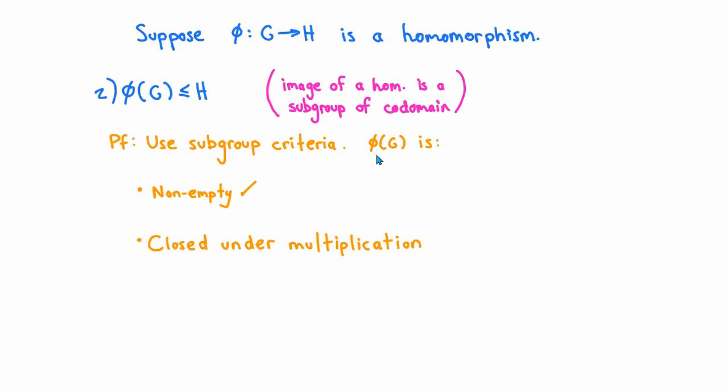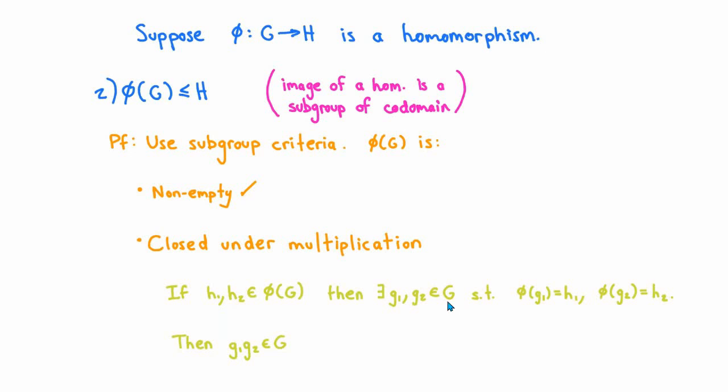Next, we want to check that the image of G is closed under multiplication and closed under taking inverses. So first, let's check that it's closed under multiplication. Suppose that we have two elements, h1 and h2, in the image of G. The fact that they're elements of the image of G means that there have to be elements g1 and g2 in G with the properties that phi of g1 is h1 and phi of g2 is h2. Since G itself is a group, it's closed under multiplication, so the product of g1 and g2 is an element of G.